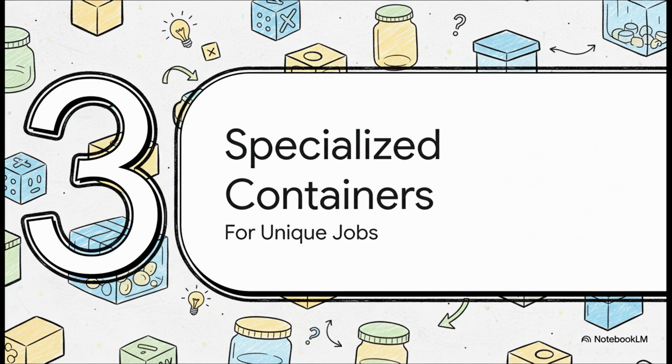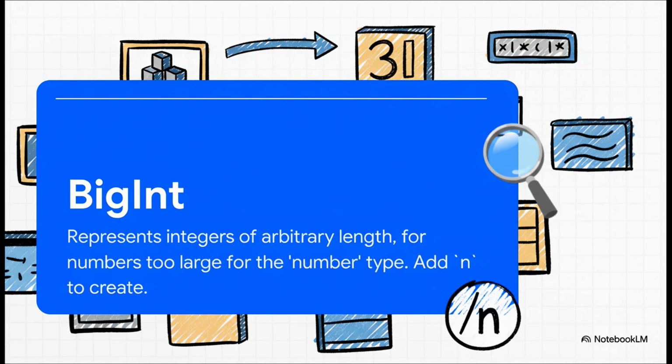Okay, now that we've totally mastered the basics, let's check out a few specialized containers. You're not going to use these every day, but for certain jobs, they are incredibly powerful. Ever need to work with a number that is just astronomically, mind-bogglingly huge? Maybe for things like cryptography? The standard number type actually has a limit, but that's where BigInt comes in. It lets you represent integers of pretty much any length you can imagine. All you have to do is stick a little n on the end.